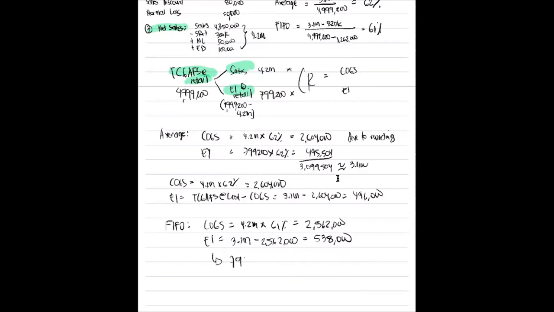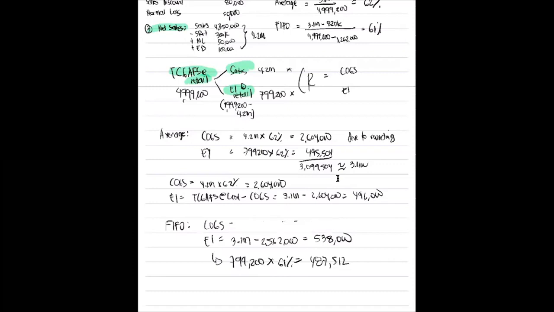That is equal to 799,200, right? Multiplied by 61%. 799,200 times 61% is 487,512. So to compute for your cost of goods sold, we get the total amount, which is 3.1 million, less 487,512. So 3.1 million less 487,512 is equal to 2,612,488. Tama na ba? Yeah.